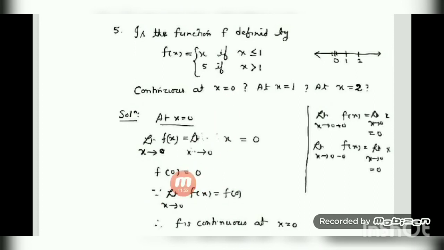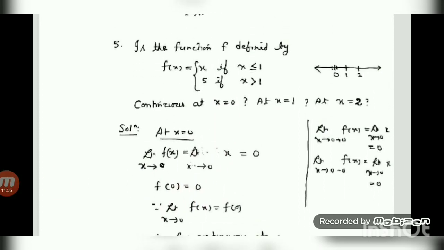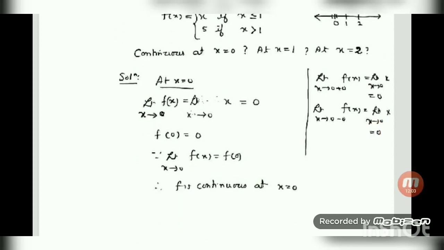And what is f(0)? For x equal to 0 also, it is less than 1. So f(0) is calculated, that is also 0. Right? So limit value is equal to function value. Hence the function is continuous at the point x equal to 0.